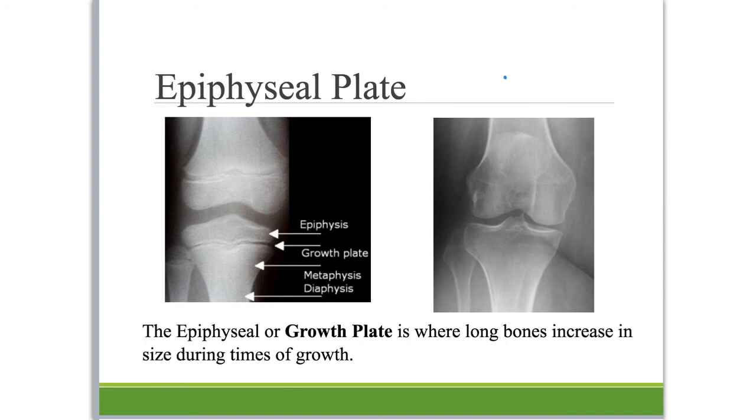So this slide has an x-ray, an actual x-ray where you can see the epiphyseal plate, the growth plate that we saw on the diagram earlier. And as I said, this is where bone is growing. It is not hard bone at this point. It is cartilage.